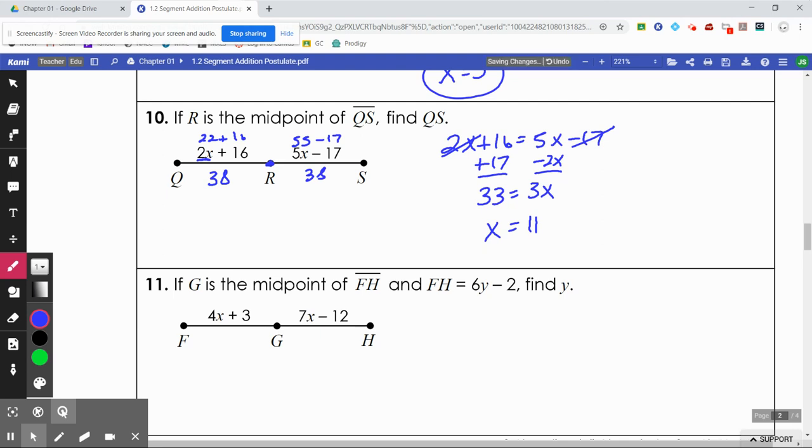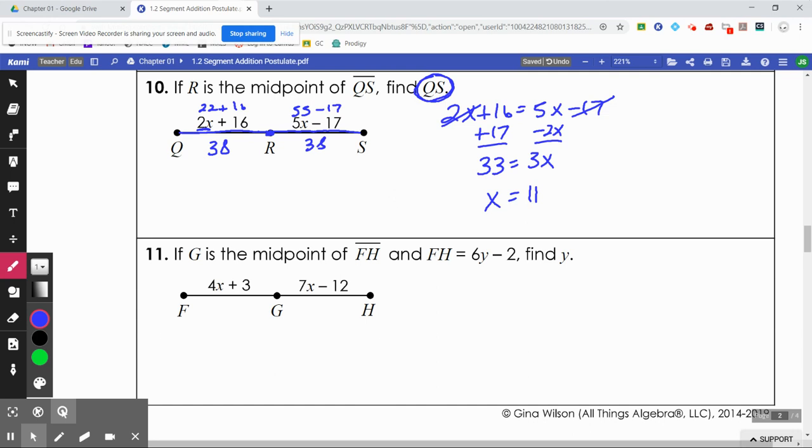So now this one's a little bit trickier, though. Find QS. QS is the distance from here all the way to here. Wait a minute. That's that segment addition postulate again. If this distance is 38 and this distance is 38, then to find the whole distance, you add the two together and it gives you 76.